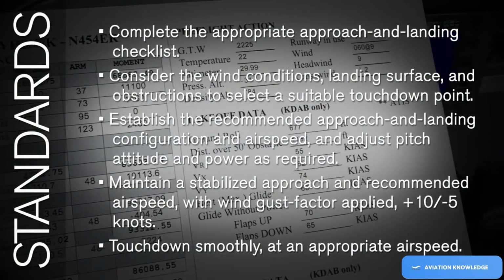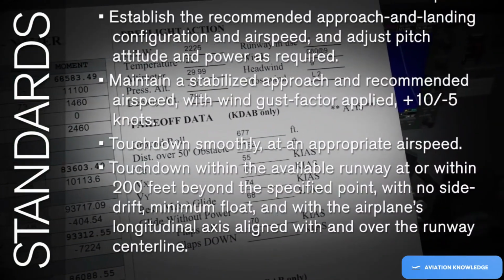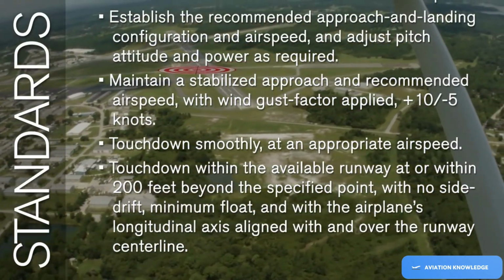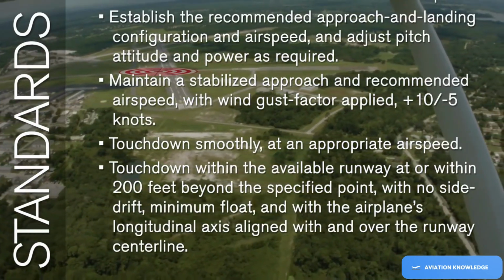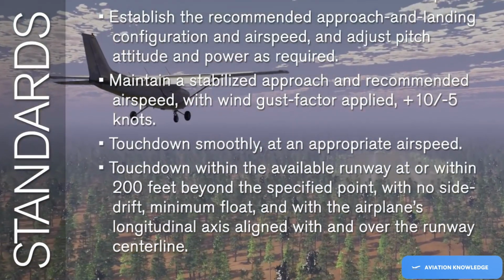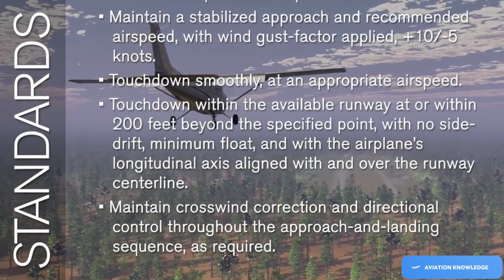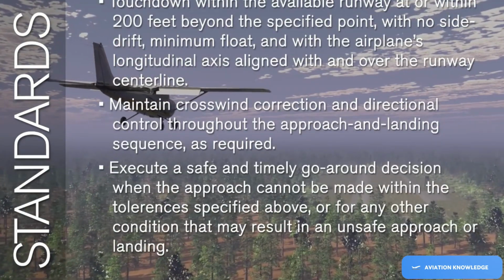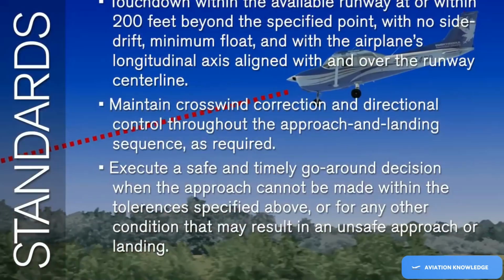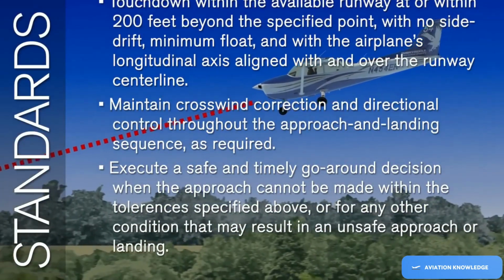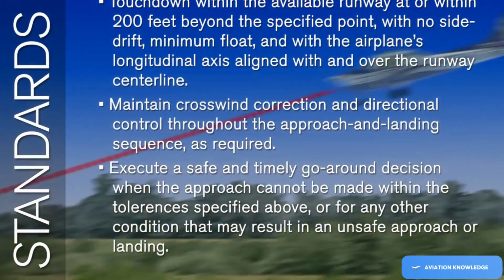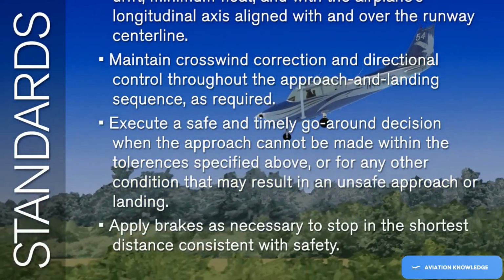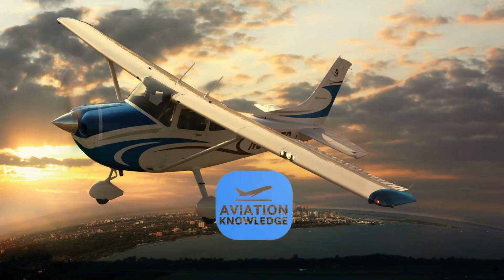Touch down smoothly at an appropriate airspeed. Touch down within the available runway, at or within 200 feet beyond the specified point, with no side drift, minimum float, and with the airplane's longitudinal axis aligned with and over the runway centerline. Maintain crosswind correction and directional control throughout the approach and landing sequence as required. Execute a safe and timely go-around decision when the approach cannot be made within the tolerances specified above or for any other condition that may result in an unsafe approach or landing. Apply brakes as necessary to stop in the shortest distance consistent with safety.